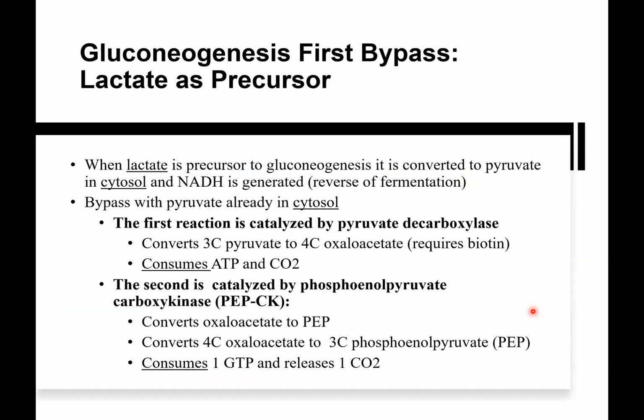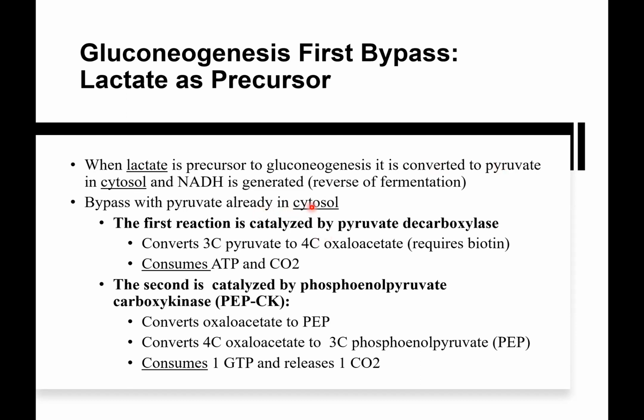Okay, so what is this first bypass? This is the only one that actually requires 2 reactions. Potentially we could start from lactate, but pyruvate is the end of glycolysis, and in this case we'll think of it as the beginning of gluconeogenesis, even though we saw there are alternatives. We're going to be focusing on pyruvate for now.